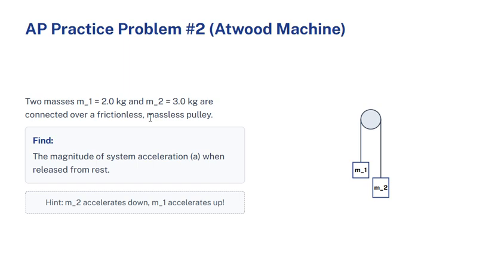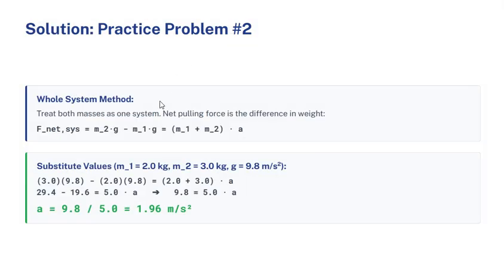Just write it. All right, that's good enough. Okay, so you should have used F_net equals m2 times g minus m1 times g, which is also equal to the mass of 1 plus the mass of 2 times acceleration. And substitute everything.